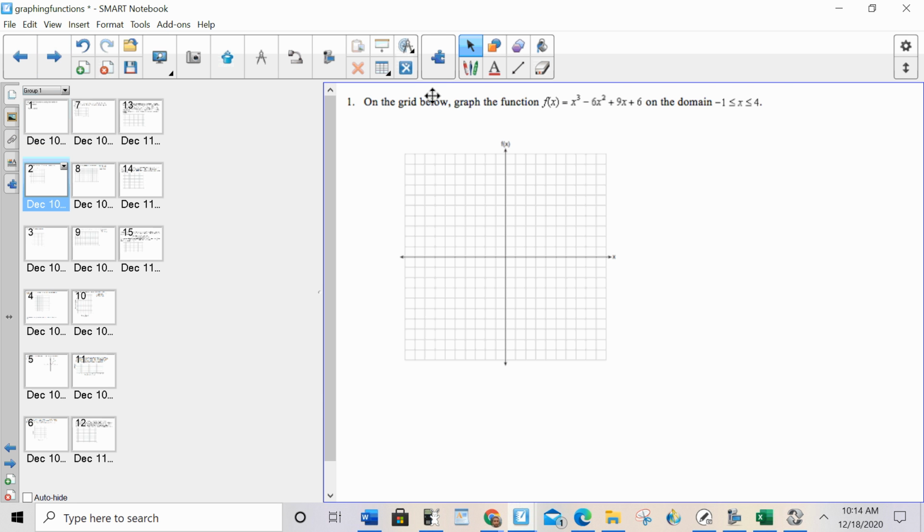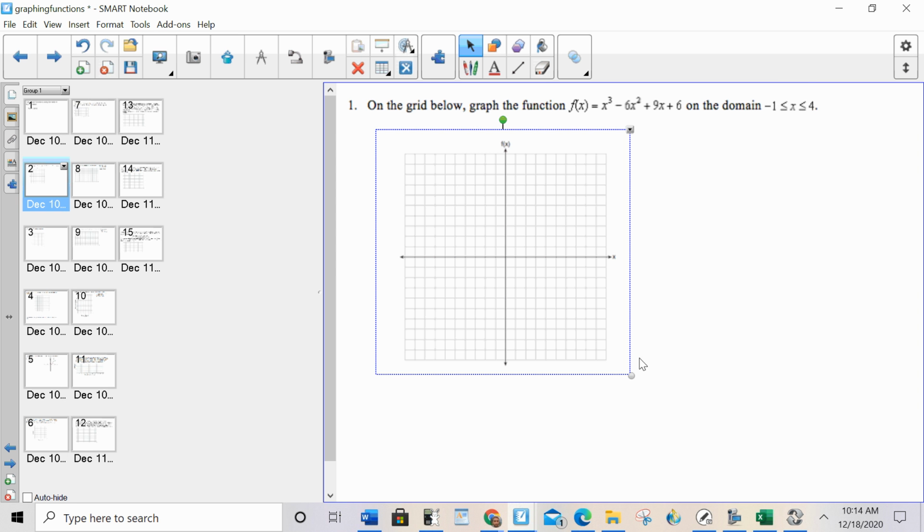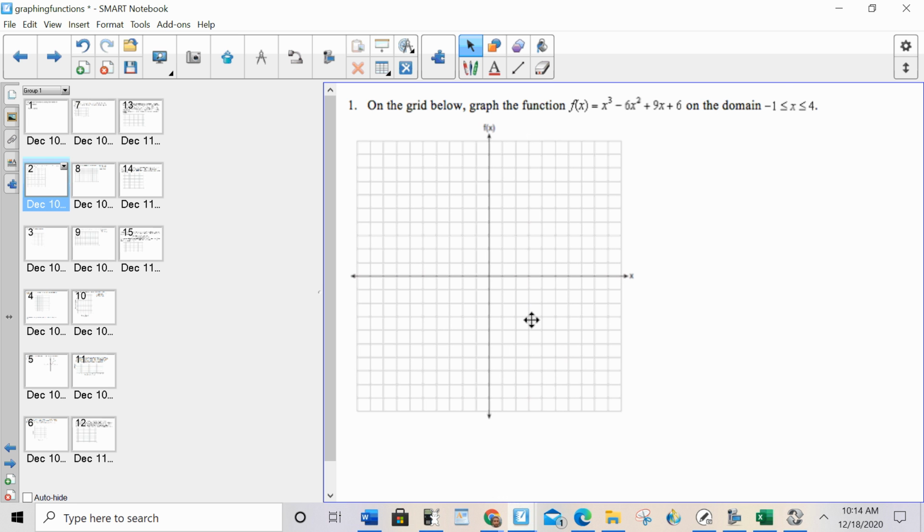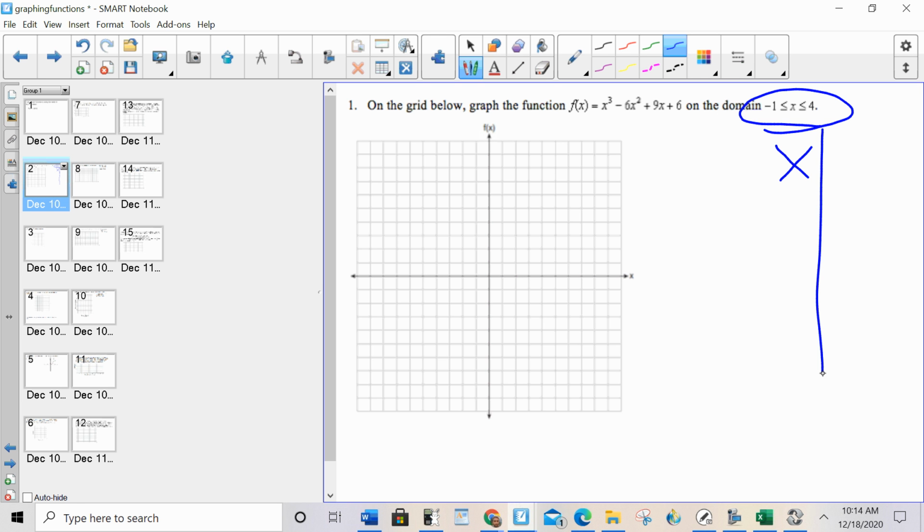On the grid below, graph the function f of x equals on the domain -1 to 4. So you talked about this back in Algebra 1. A lot of you may be confused on what this is telling you here. When it's telling you the domain, it's telling you that you want to graph it between -1 and 4. All it's saying is when I go to my table, I'm going to copy down the table from -1 to 4.